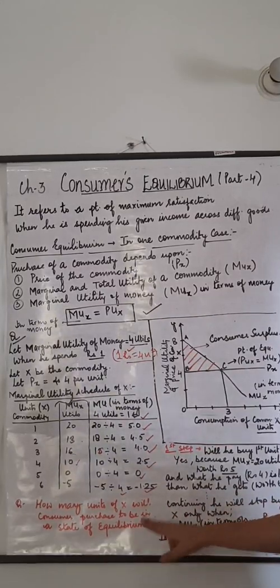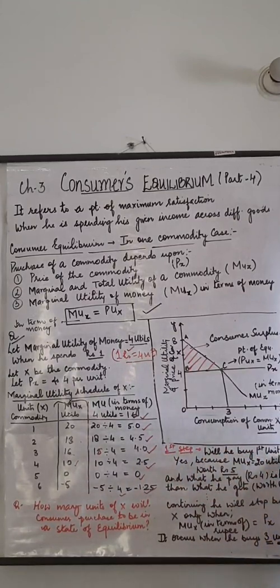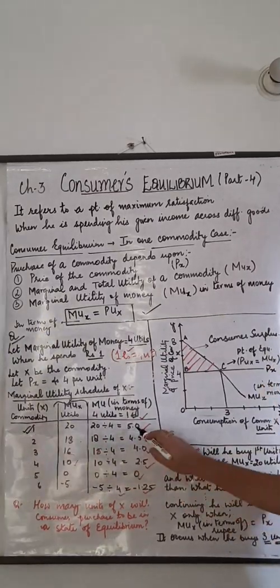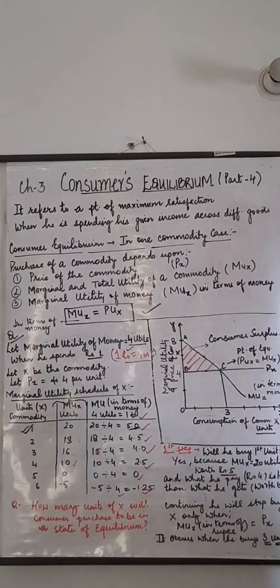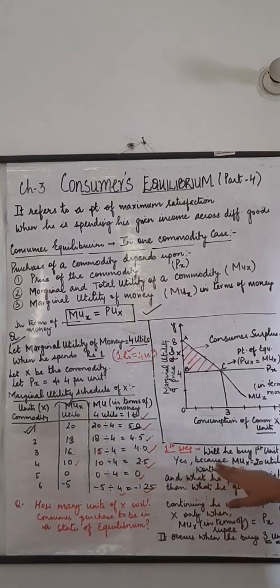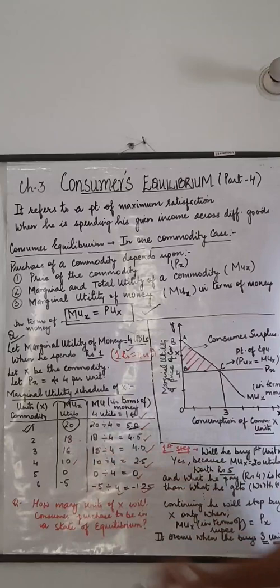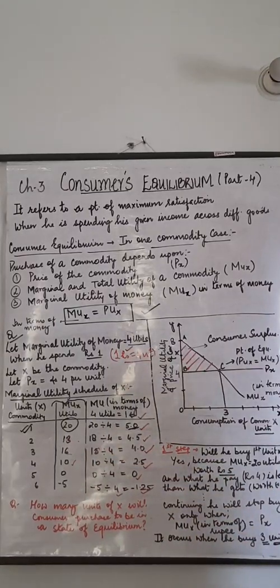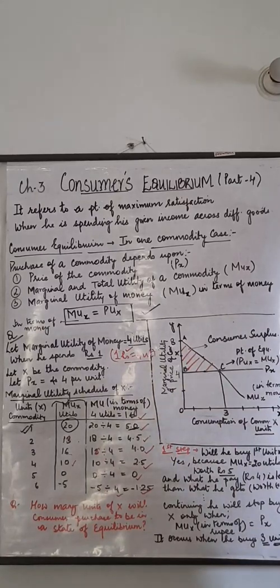Now understand this. First step, the question says, will he buy the first unit of X? This is your first unit of X, and he has 5 rupees. He is getting 20 utils, MUX. And what does he pay? Yes, the answer is yes, because MUX is 20 utils for the first one. That means the satisfaction derived from the first unit is 20 utils, which gives the satisfaction of 5 rupees.